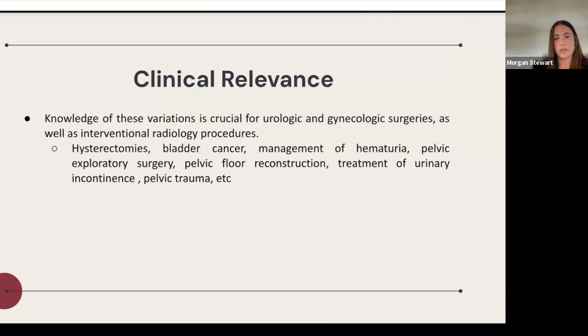Having knowledge of these variations is crucial for urologic and gynecologic procedures, as well as interventional radiology procedures. So things like hysterectomies, bladder cancer resection, management of hematuria, pelvic exploratory surgery, pelvic floor reconstruction, urinary incontinence, pelvic trauma, all that kind of stuff, and so many more procedures. This is pretty relevant for those.